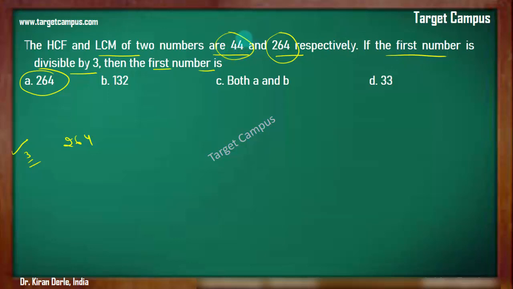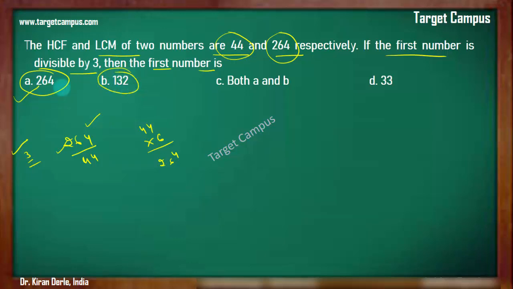Now, if HCF is 44, the number should also be a multiple of 44. Is this a multiple of 44? Yes, 44 into 6 is 264. And it is also a factor of 264. So this can be the right choice.